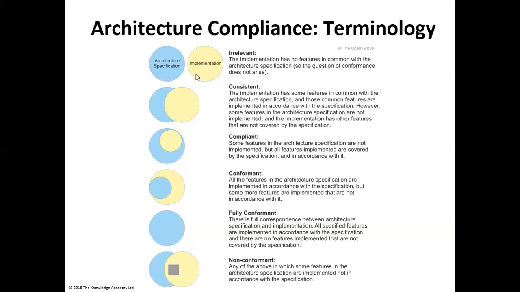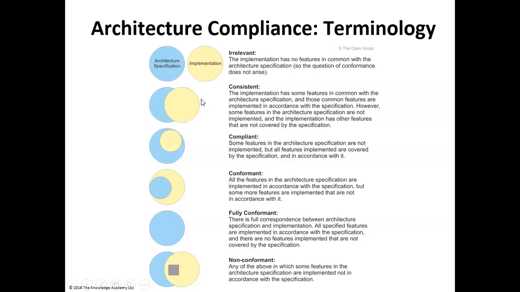Correct. So here, if you look at that, only some features are in common. This is what the client gave you. But if you look at this one, whatever they implemented, only some features are common. The implementation has some features in common with the specification, and those common features are implemented in accordance with the specification. We call that consistent. Got it? Please remember, consistent may have a different definition if you look at the dictionary.